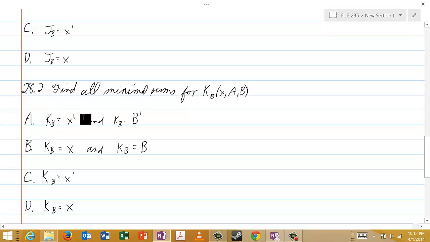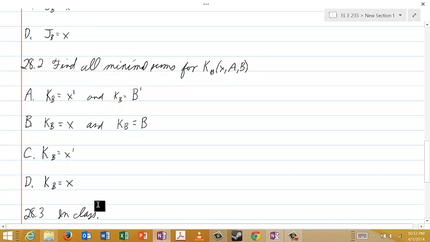And for 28.2, same kind of situation. In A, you have two minimal sums, KB equals X prime and KB equals B prime. In B, you have two minimal sums, KB equals X and KB equals B. In C, you have the single minimal sum, KB equals X prime, and in D, you have the single minimal sum, KB equals X. And then 28.3 will be given in class.